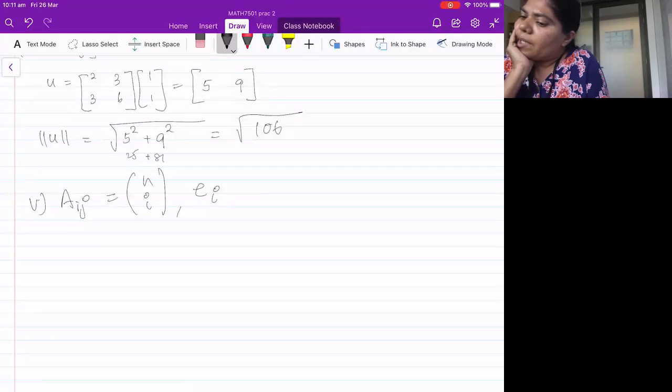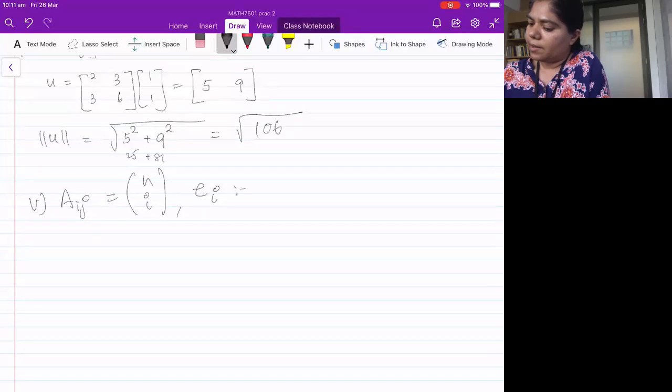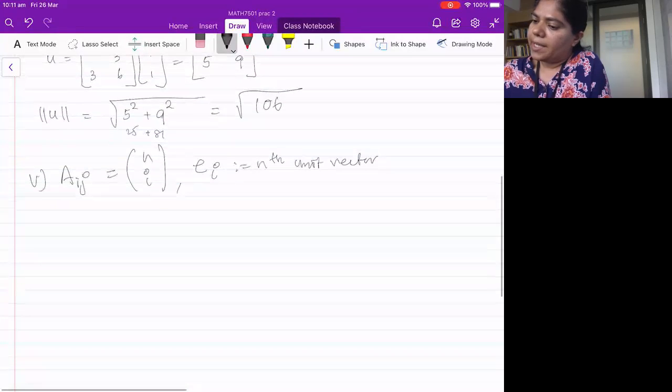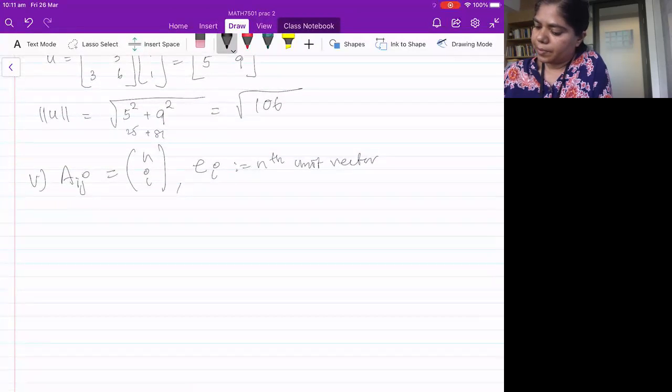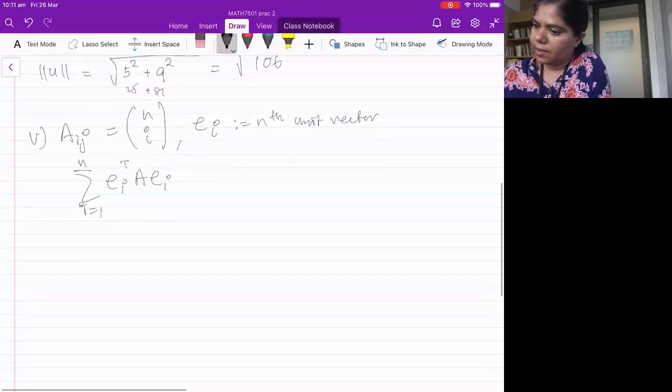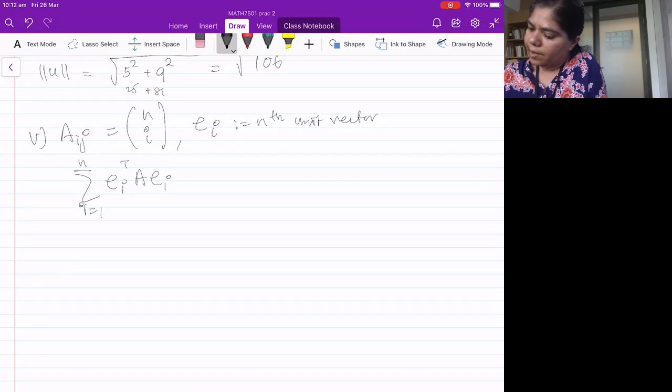And let Ei be the i-th unit vector. Find a simple expression for the sum of Ei transpose A Ei, i goes from 1 to n. Okay, what is this expression?